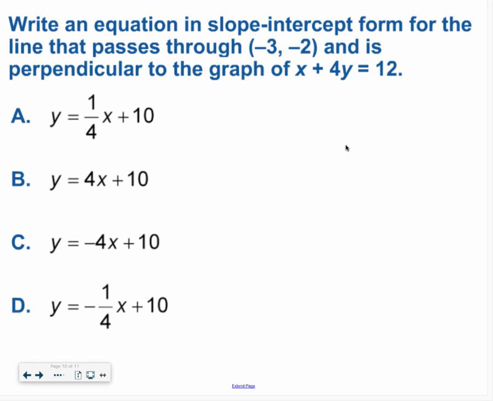Go ahead and try the last example on your own and see how you do. Hopefully you determine the equation needs to be y equals 4x plus 10.